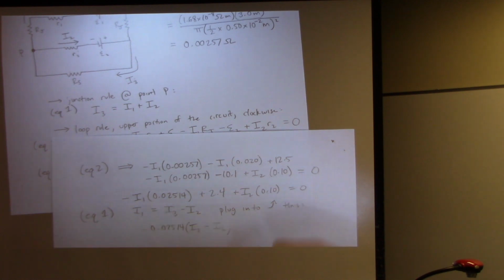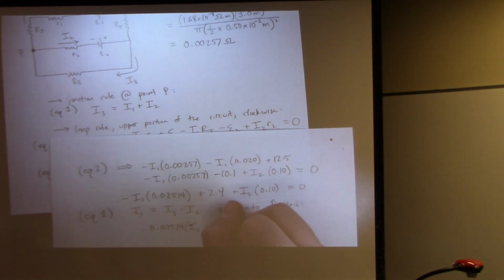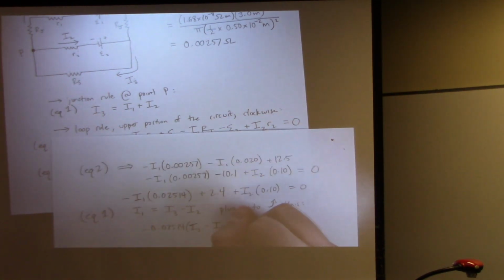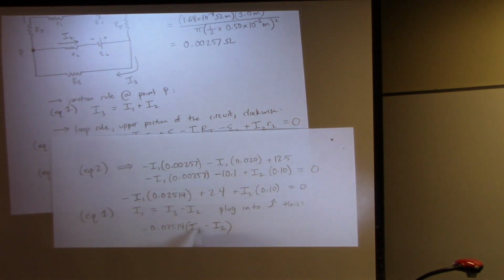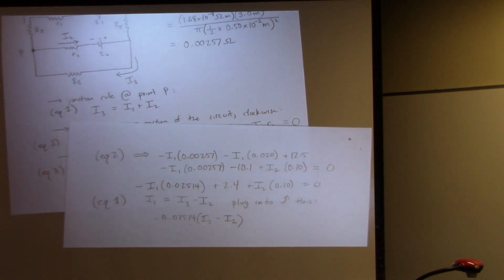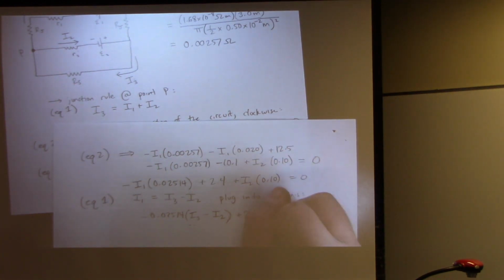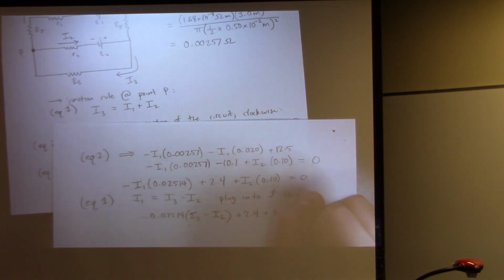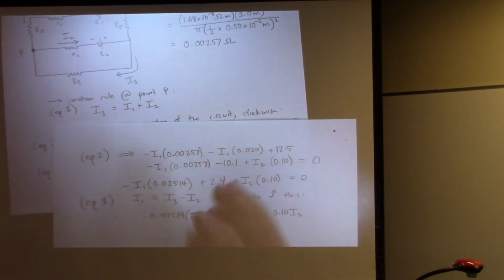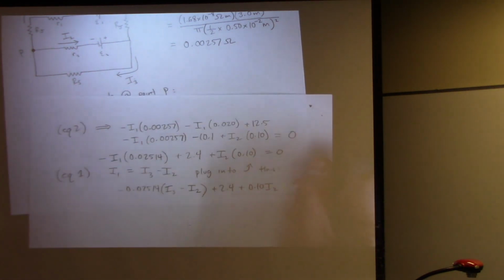Okay, yeah, so making the substitution I just said, I1 is being subbed out for I3 minus I2 right there. And then I have, once again, plus 2.4, and then plus 0.10 times I2. Okay, this writes much better. That equals 0.